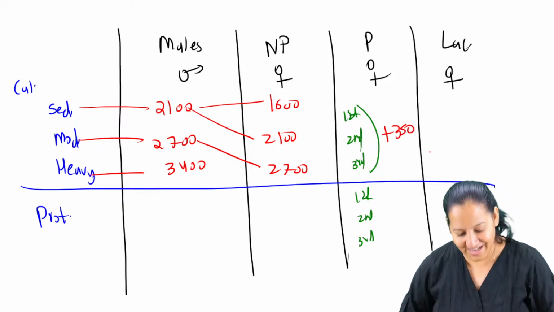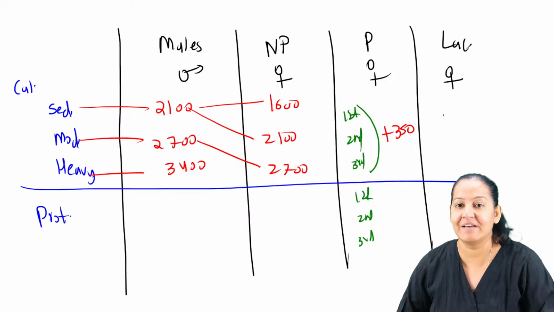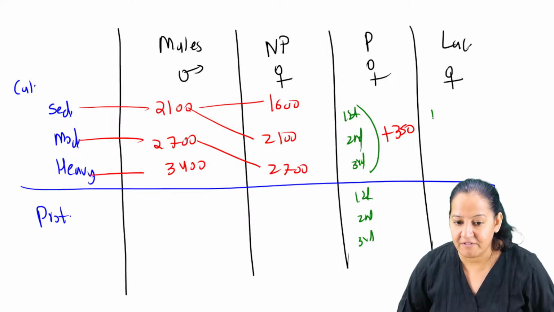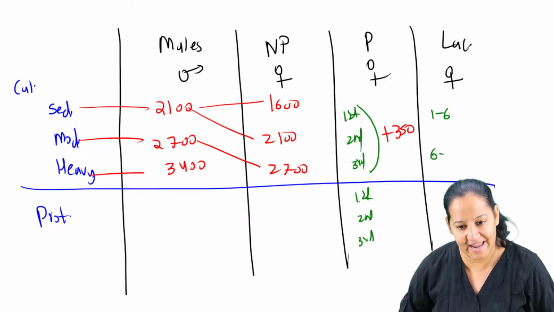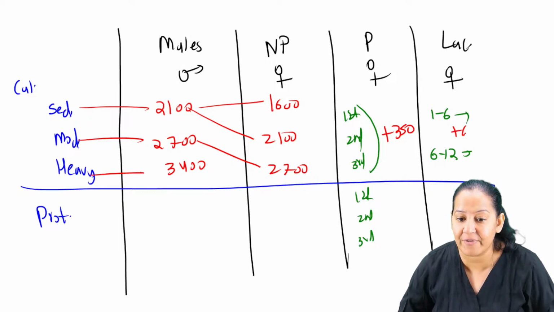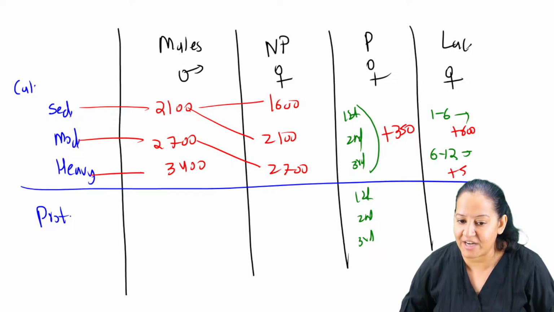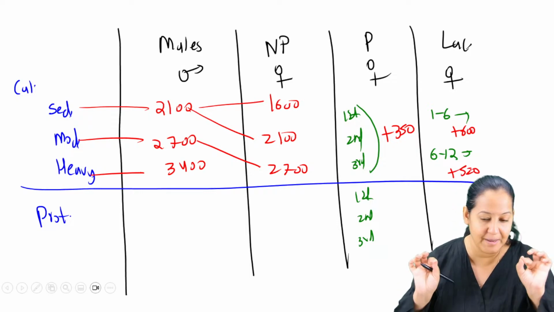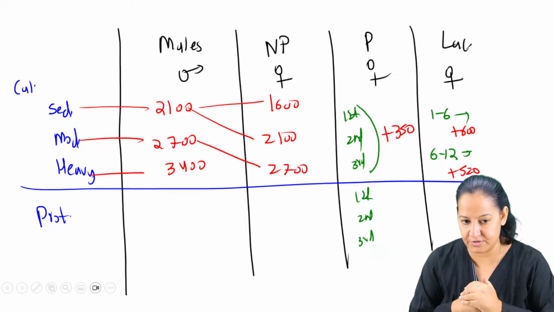Additional 350. And during lactation, it depends whether first 6 months or next 6 months. In the first 6 months an additional 600 is required and in the next 6 months an additional 520 is required. Kilocalorie per 24 hours. You have to learn that.